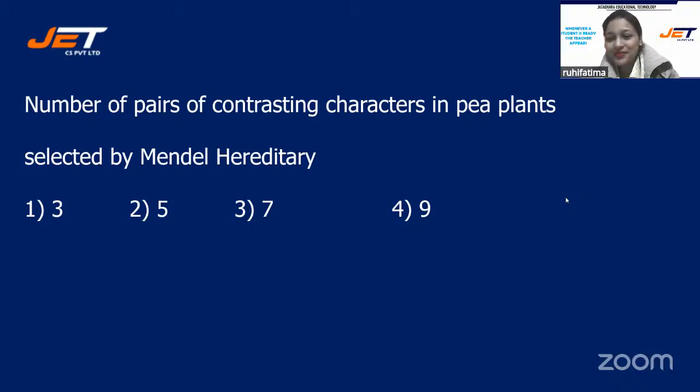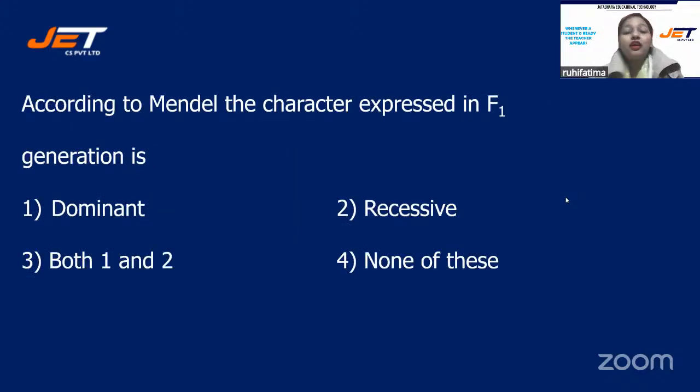Excellent students. I'm so glad to see that you all are attentive. Well done. Option number three, seven, is the right answer. All right, moving ahead, students. According to Mendel, the character expressed in F1 generation is, and your options are number one, dominant, option number two, recessive, option number three, both one and two, or option number four, none of these?